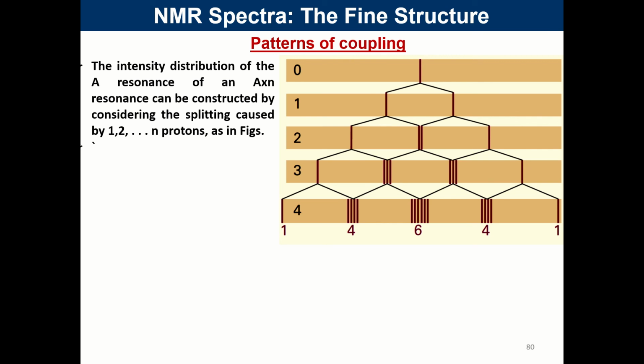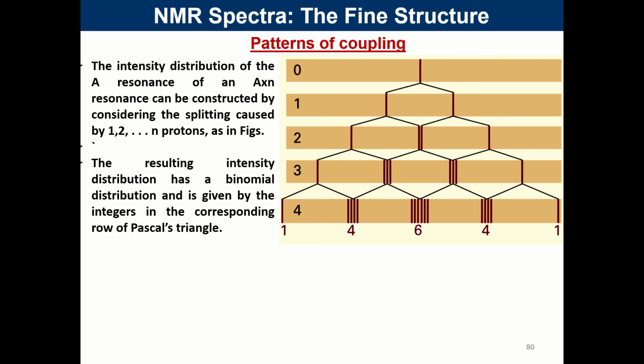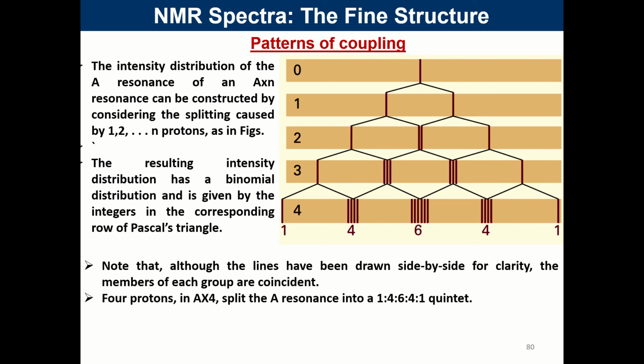So that was the coupling of nuclei which have spin half. What we can further have will be in the next slide. So this is the pattern we have just for protons, which are spin half nuclei. We have already talked about Pascal's triangle. So AX4, we have the AX4 system.